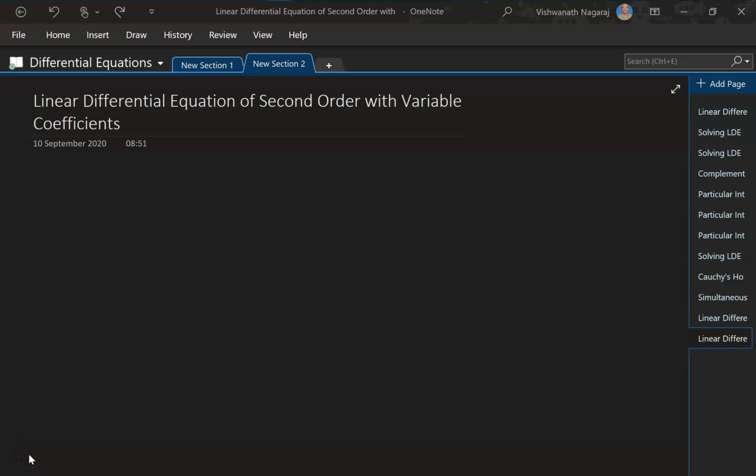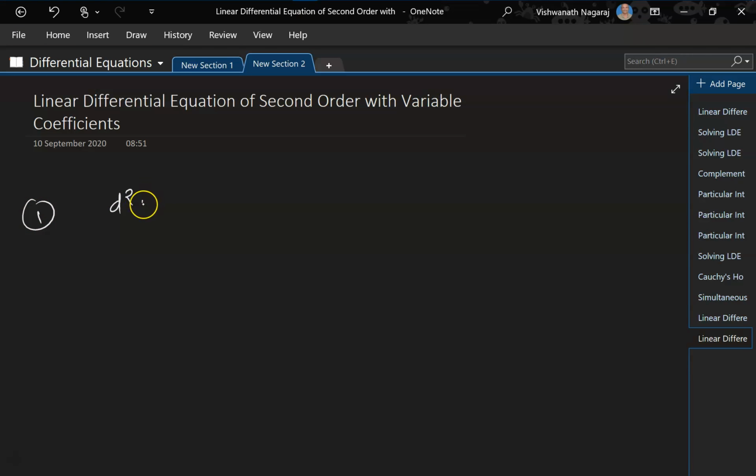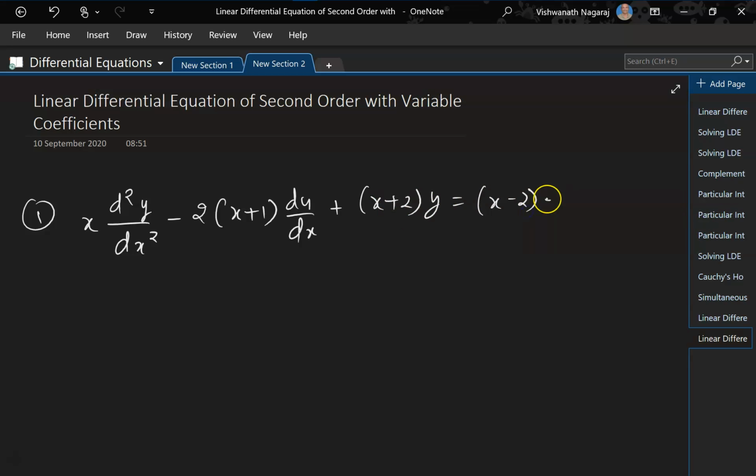Okay, in our previous session, we looked at theoretically how to solve linear differential equations of second order with variable coefficients. Now here we are actually going to look at a specific problem. So let's say the problem given to us is d2y/dx² times x minus (2x plus 1) dy/dx plus (x plus 2) y is equal to (x minus 2) e to the power of 2x, and it is given that x is greater than 0.